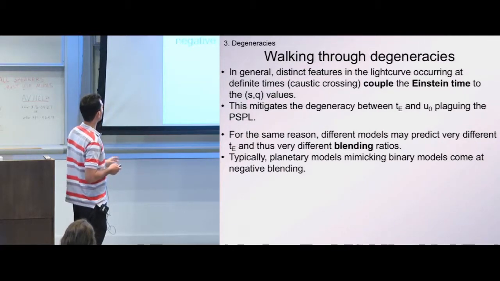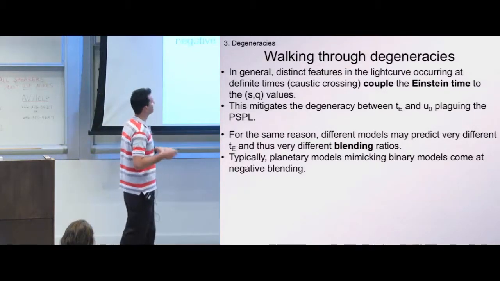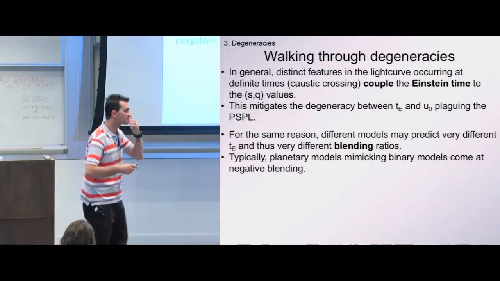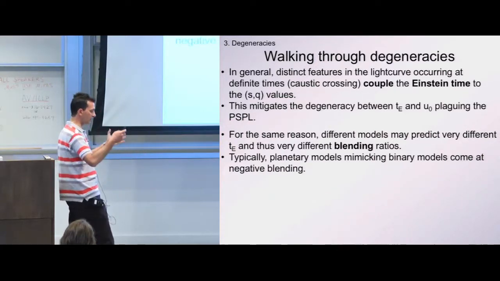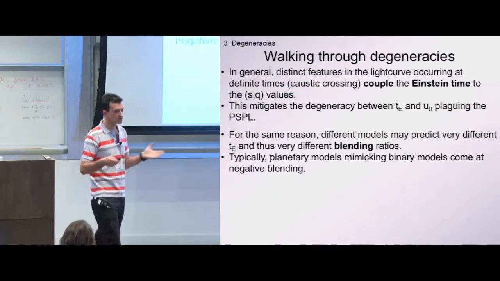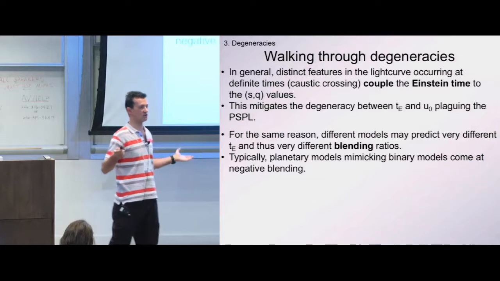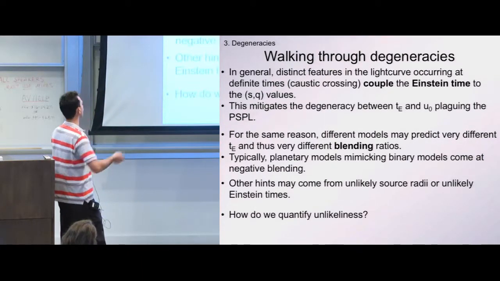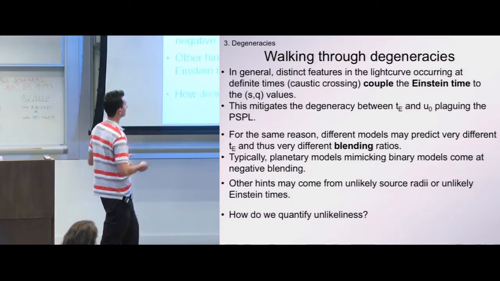Another nice thing to know is that if you have a planetary model that mimics a binary model, typically they come at different blending levels. This can help you, because if you have a planetary model and a binary model for the same event, typically they will come with different blending levels. And so you can say, okay, if this comes at negative blending, probably this is not a physical model. Other models may predict unlikely source radii or unlikely Einstein times.